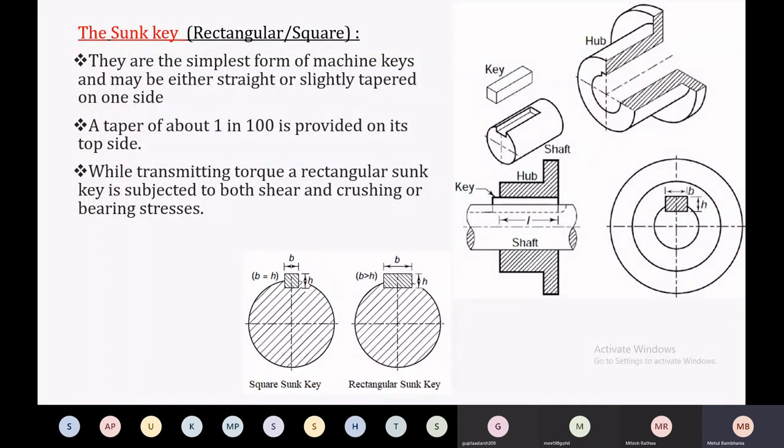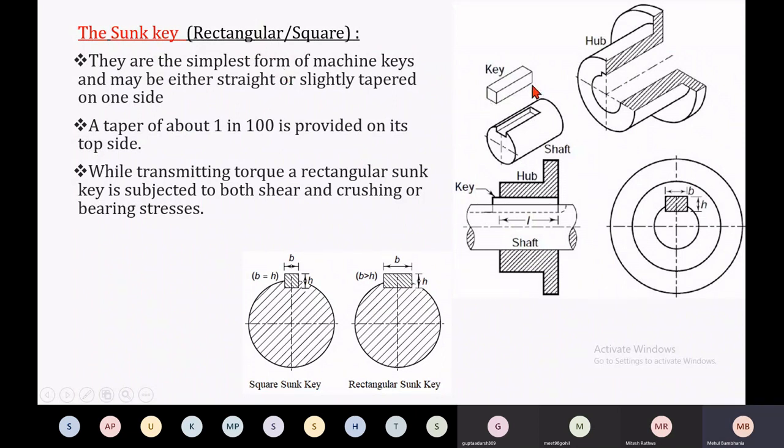So this is called a sunk key, a simple rectangular three-dimensional element. If it has a square cross section, then it is referred to as a square sunk key. And if it has a rectangular cross section, then it is referred to as a rectangular sunk key.